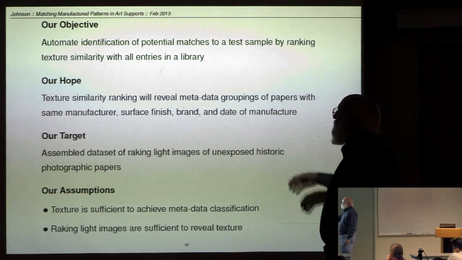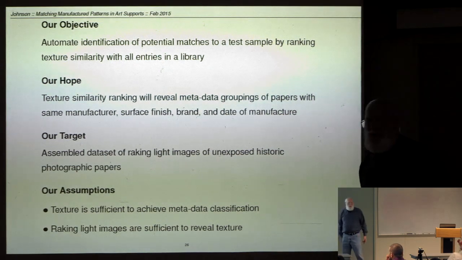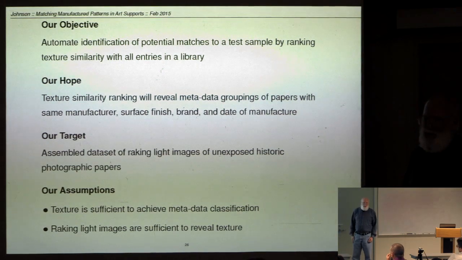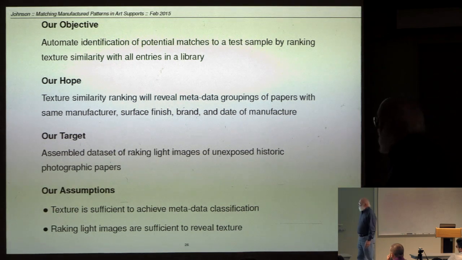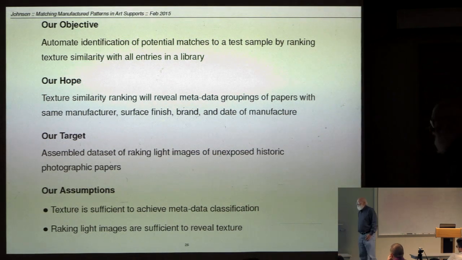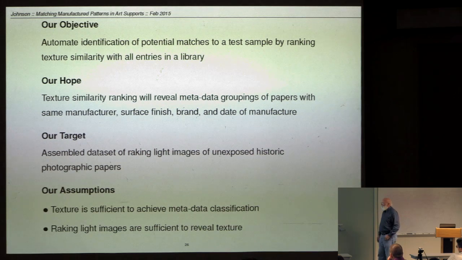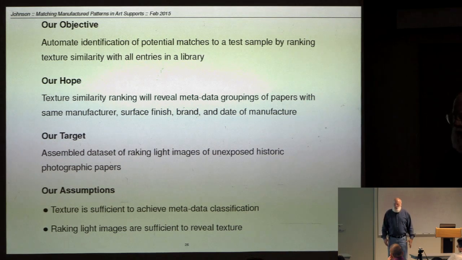So our hope is that by ranking the texture similarity, we'd actually group things according to their metadata. I mean, it's a real shot in the dark. There's no assurance this is going to work. Then we assembled this data set for unexposed paper, and we assumed that texture was sufficient, and that raking light images carried all the information we needed about the texture. We didn't need some sort of RTI or three-dimensional reconstruction. We're just taking a simple raking light photo.